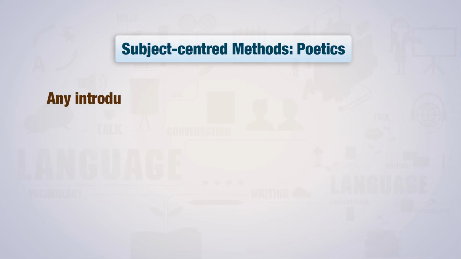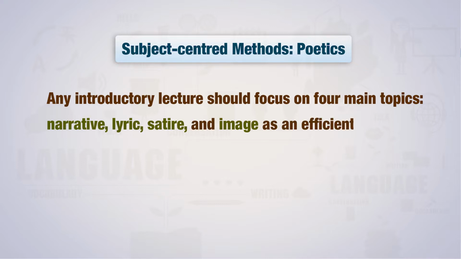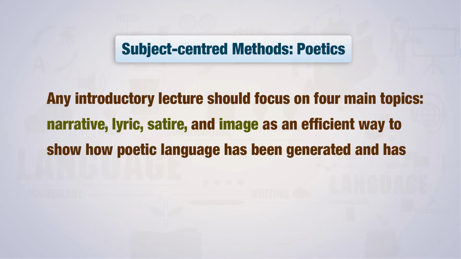Teachers must decide how they will teach the subjects of poetics, metrics, and prosody. Teaching poetry must include a lesson about its technique and formal history so that the texts can be varied and diverse. Any introductory lecture on teaching language through poetry should focus on four main topics: narrative, lyric, satire, and image, as an efficient way to show how poetic language has been generated and developed.